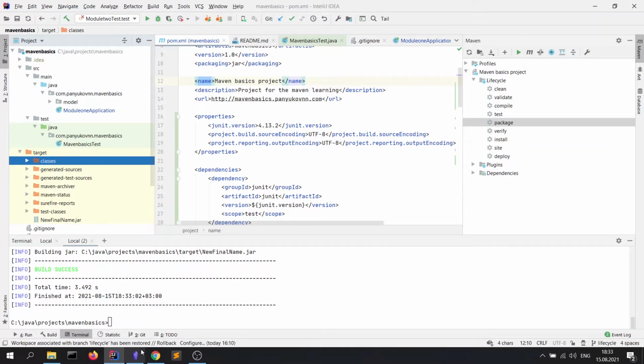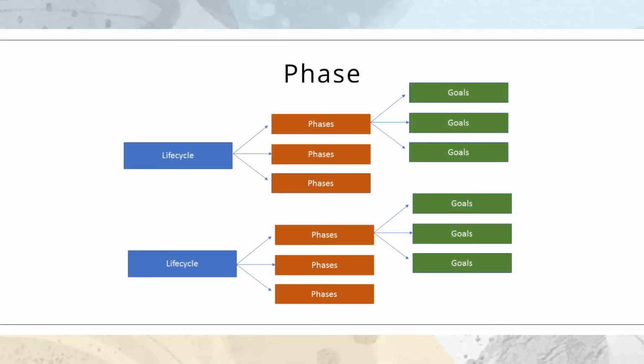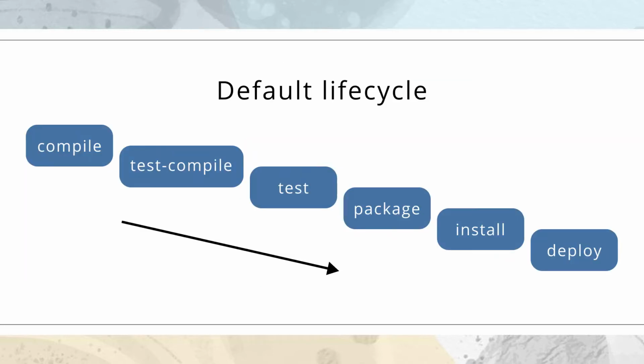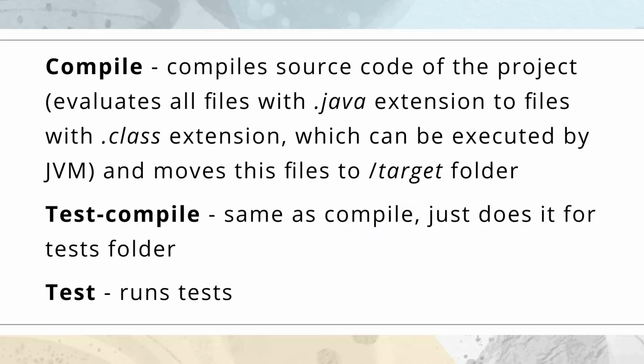Now let's take a look at the default lifecycle and its phases. At first, what is a phase? A phase is a step of a lifecycle. A phase may consist of 0 or more goals. Here you can see the most important phases of the default lifecycle. First is compile. In this phase, Maven compiles the source code of your project. It converts all files with the .java extension to files with the .class extension, which can be executed by the JVM, and puts these files to the target folder.